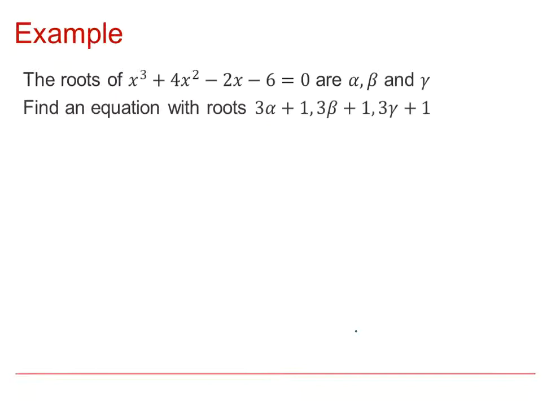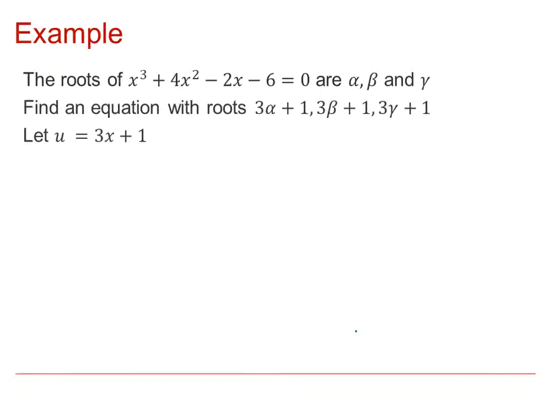So a slightly more intricate problem here. We've got a cubic with roots alpha, beta, gamma, and we're trying to find an equation with the roots 3 alpha plus 1, 3 beta plus 1 and 3 gamma plus 1. So we could do this problem using the previous method on the previous presentation by looking at the sum of the new roots, the sum of the pairs and the product. But we can also do it by a substitution method.